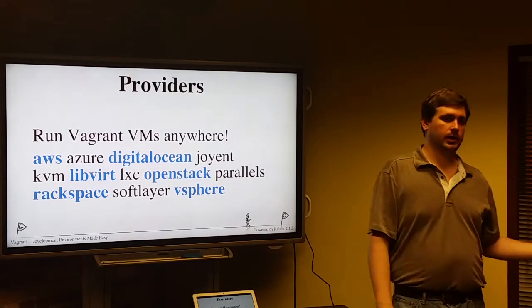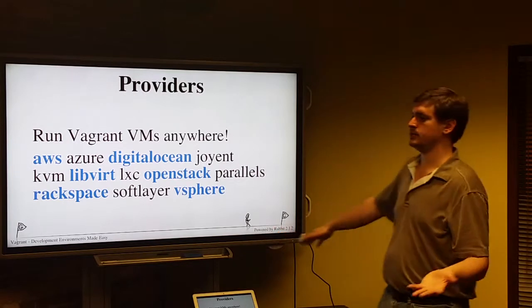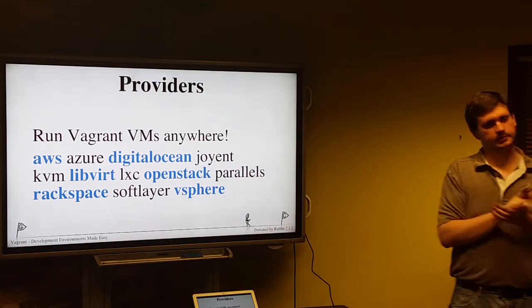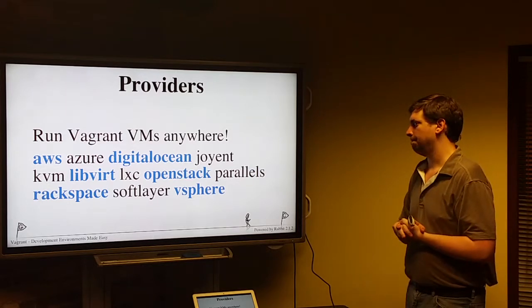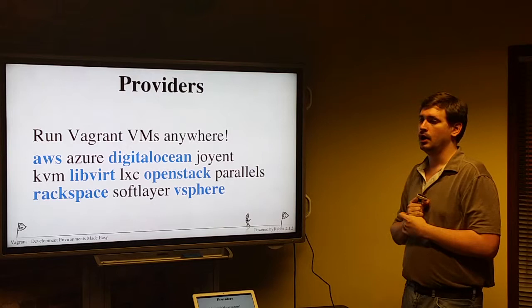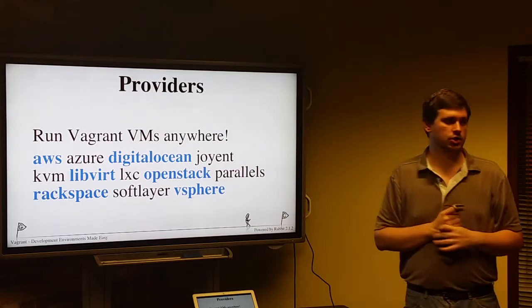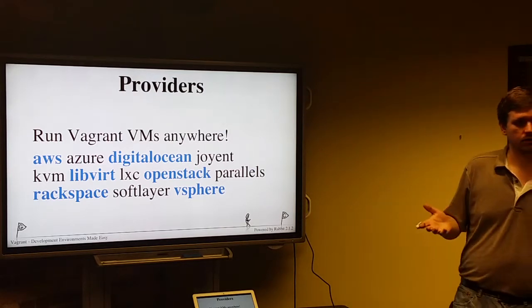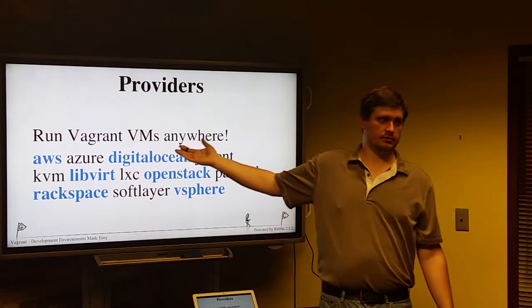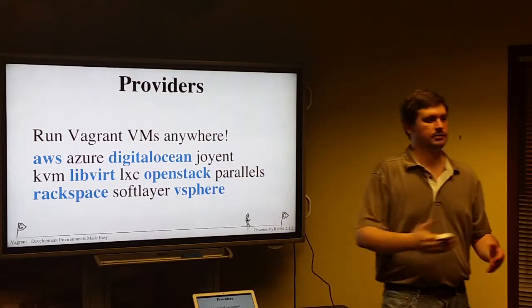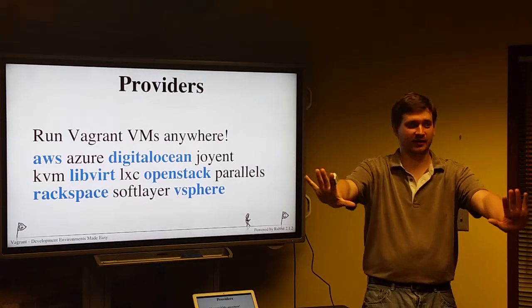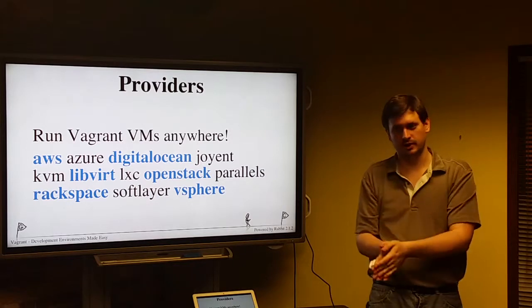Then there are the provider plugins. As you can see from this mess of letters up here, hopefully colored so that you can tell the difference between them. It runs anywhere. You could quite literally use Vagrant to manage production infrastructure. All of these are outward-facing services that you could deploy your VMs to. Nobody is telling you to do that. Please don't use Vagrant for your production, but you could.